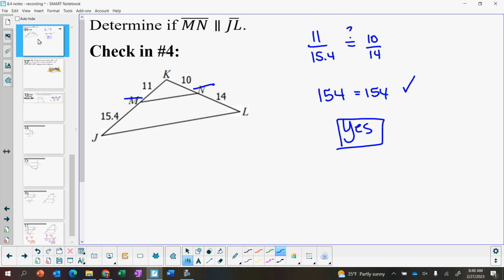All right, so I get 154 equals 154. So yes, those lines are parallel.